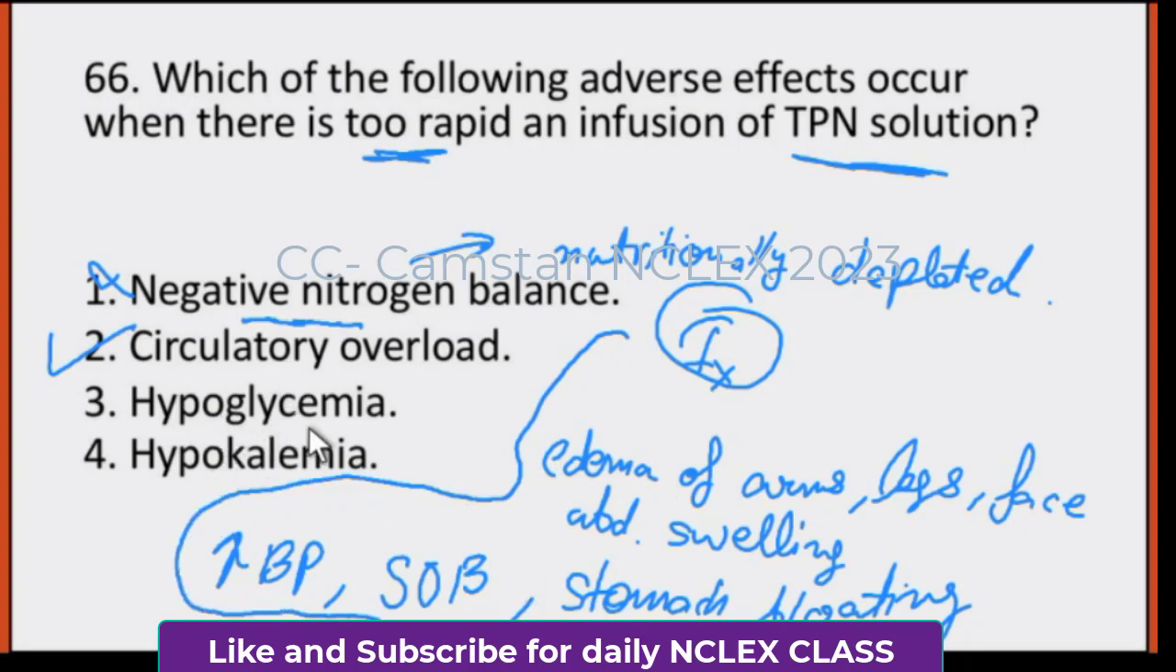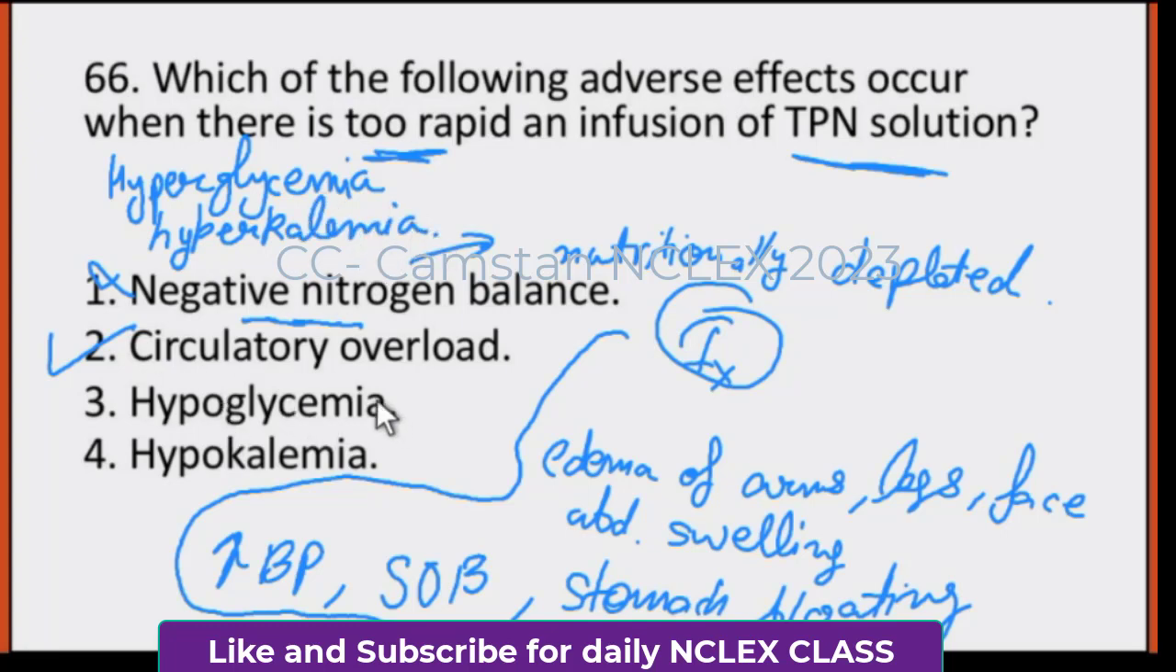And the third option is hypoglycemia, and fourth is hypokalemia. Well, when the TPN is administered too rapidly, the client is at risk for receiving an excess of dextrose and electrolytes. So increased dextrose will result in hyperglycemia, and increased electrolytes will result in hyperkalemia. So these options are also incorrect. So the correct one is the second one, that is circulatory overload.